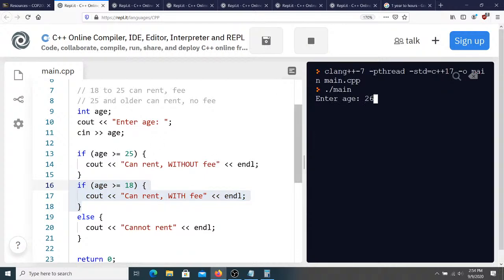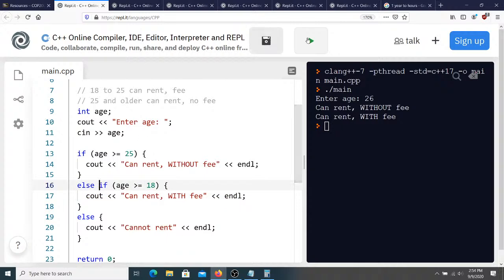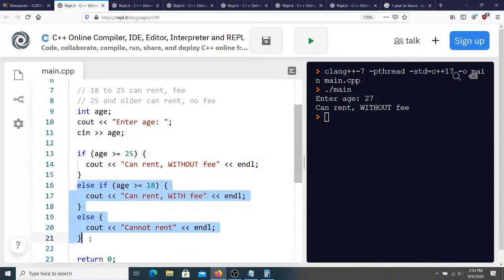That's why if I enter in 26, it says, okay, is age greater than 25? Yes. Is age greater than 18? Yes. But it's not until I have this if, else if, that it says, okay, 26 is greater than 25. I'm going to execute this code. I don't need to worry about any of this other stuff because this first one matched. And that's why we have if, else ifs.